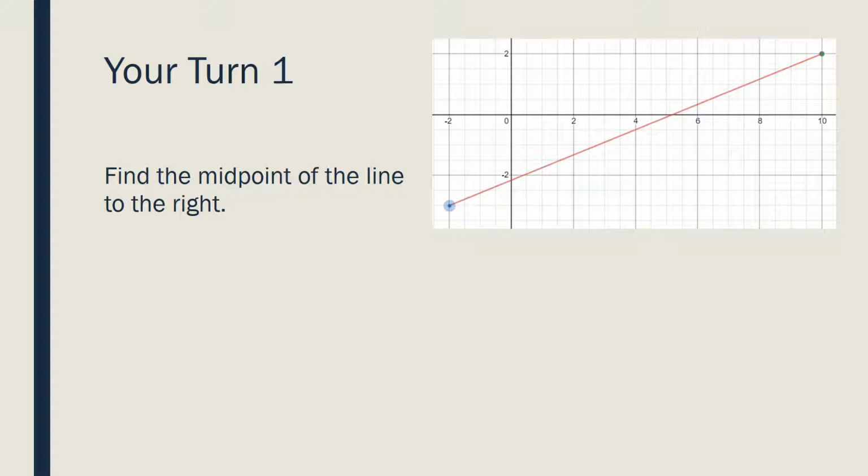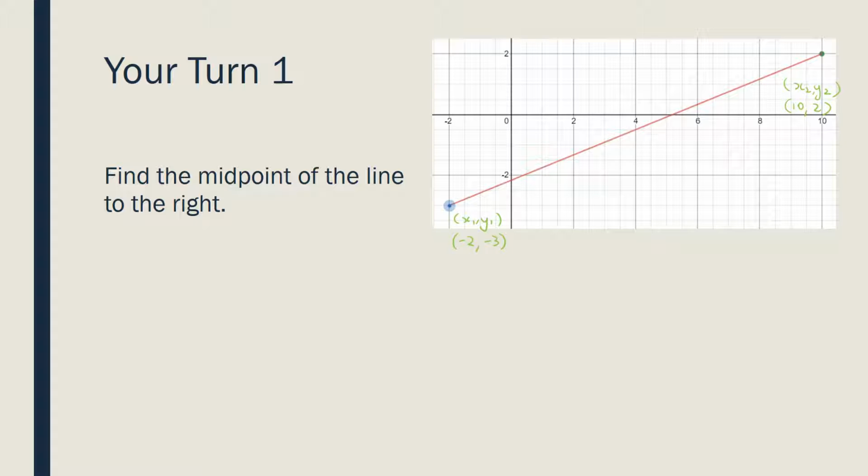Okay, now it's your turn. Have a go at finding the midpoint of this line. Okay, so here we have our x1, y1, which is going to be minus 2 in the x direction and minus 3 in the y direction. Here we have our x2, y2, and that's going to be 10 in the x direction and 2 in the y.